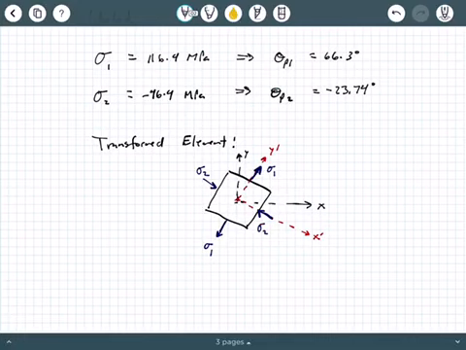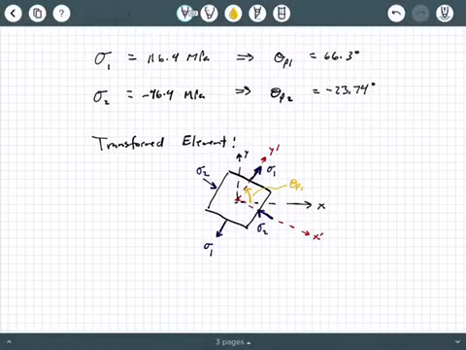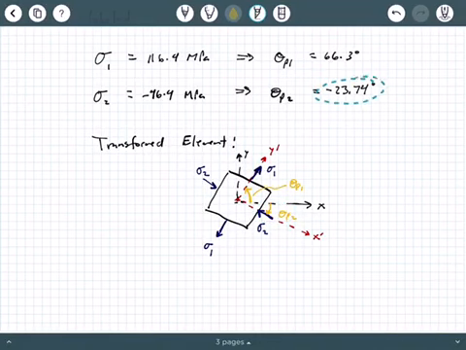And then sigma 2, wrong way. Sigma 2 is in compression, right here. So then where are the angles at? Well, the angle between the global x-axis and the sigma 1 vector is theta p1. So check this out. This right here is my theta p1, okay?